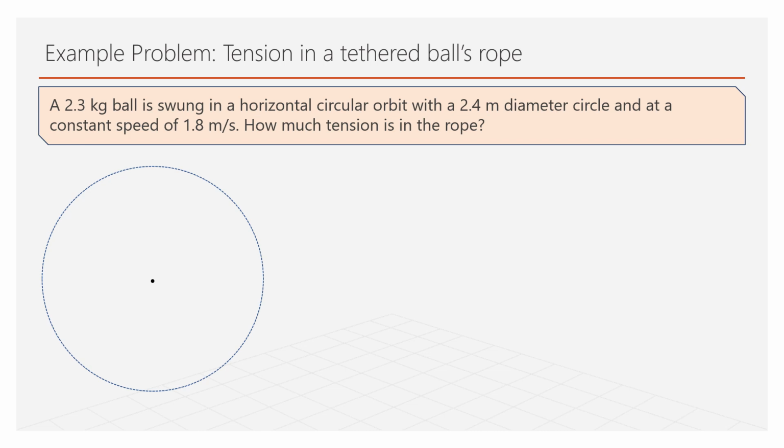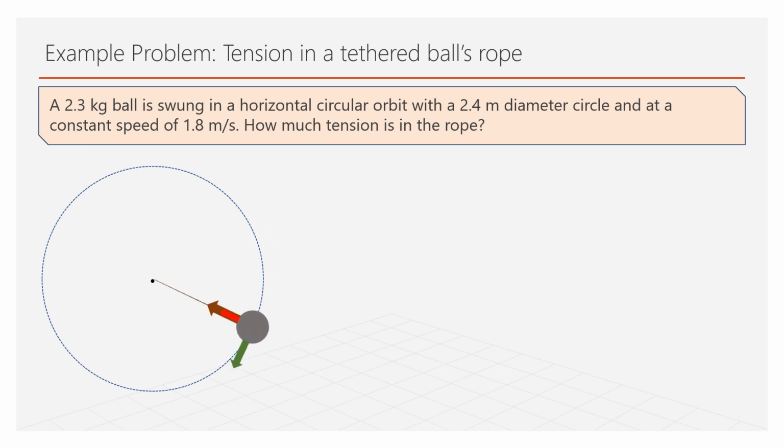Let's now do an example problem of finding the tension in a tethered ball's rope. A 2.3 kilogram ball is swung in a horizontal circular orbit with a 2.4 meter diameter circle and at a constant speed of 1.8 meters per second. How much tension is in the rope?